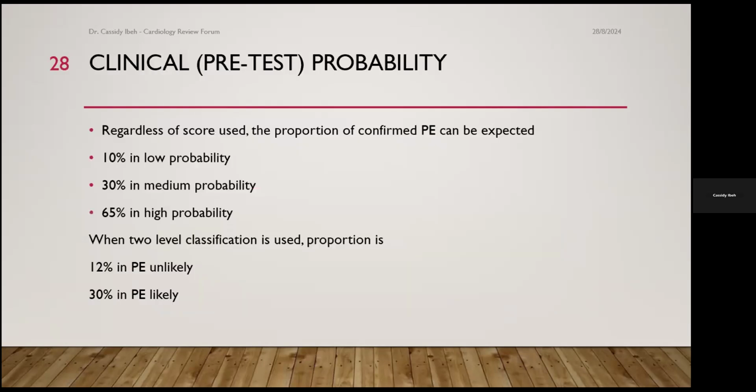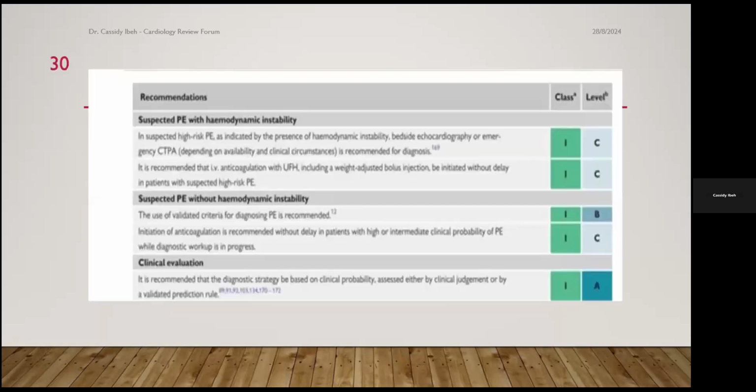Then for the clinical probability, it's important for us to know that regardless of the score that is used, the proportion of confirmed PE can be expected as follows: 10% in low probability, 30% in medium probability, and in high probability as high as 65%. Now, when 2-level classification is used, PE unlikely is found in about 12%, and then 30% in PE likely.